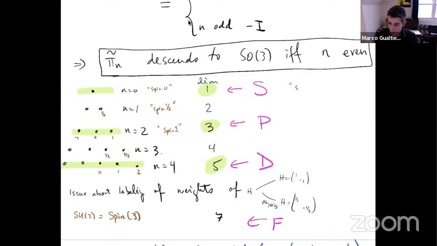This is the sharp, this is the principal, diffuse and fundamental. This is old-fashioned notation, but the chemists love it. Okay, these are electron states around the proton.